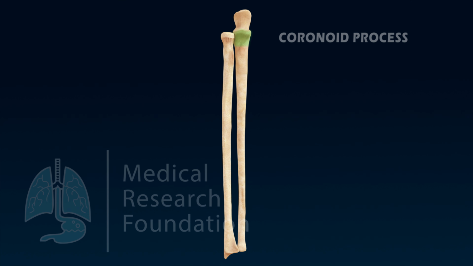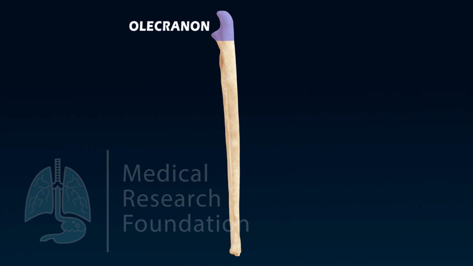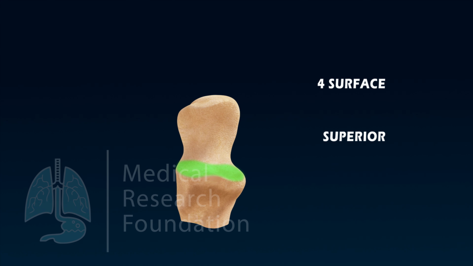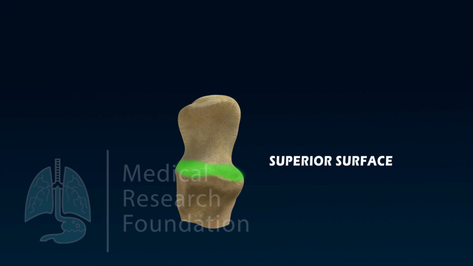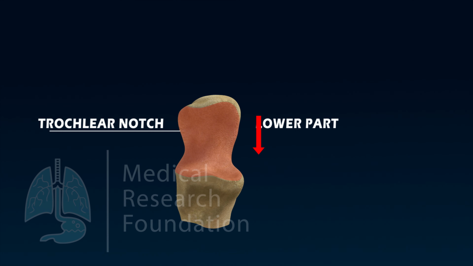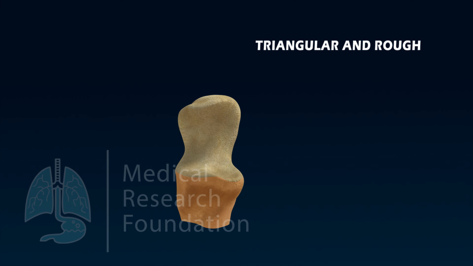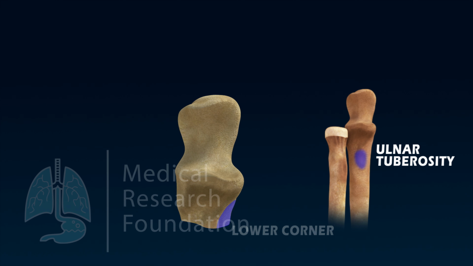The coronoid process projects forward from the shaft just below the Olecranon and has 4 surfaces, namely superior, anterior, medial, and lateral. The superior surface forms the lower part of the trochlear notch. The anterior surface is triangular and rough. Its lower corner forms the ulnar tuberosity.